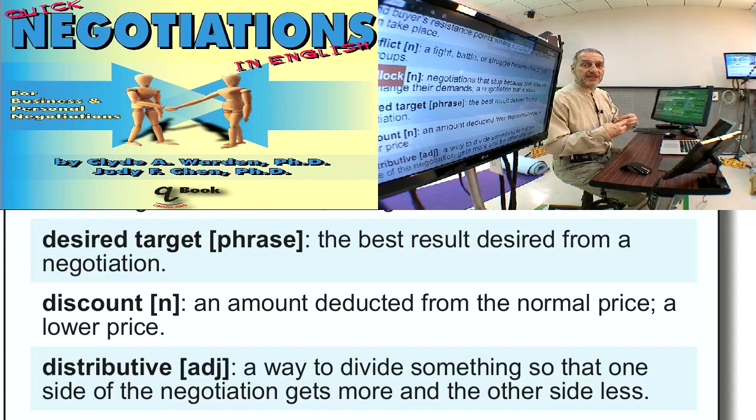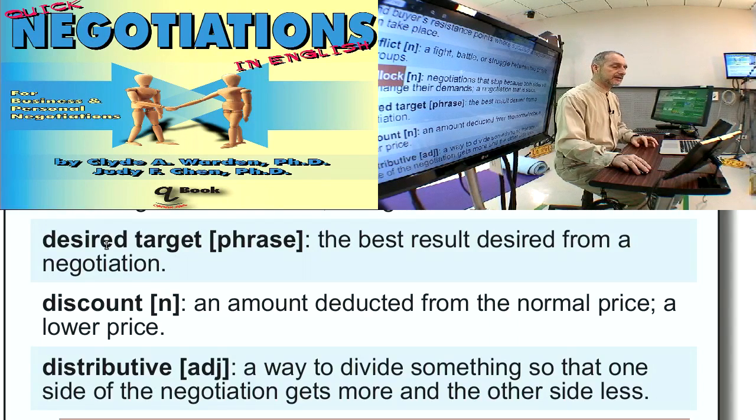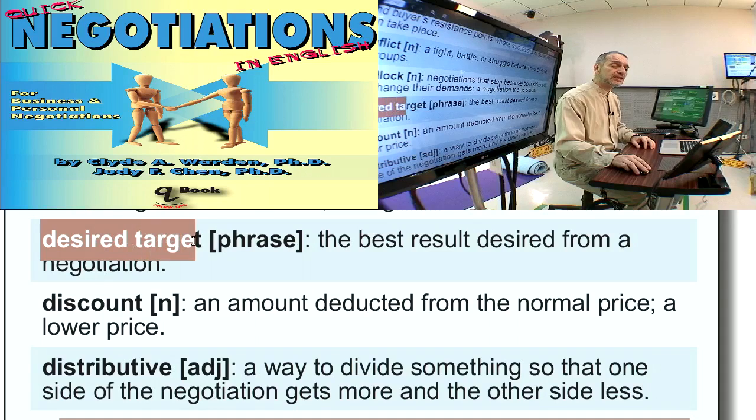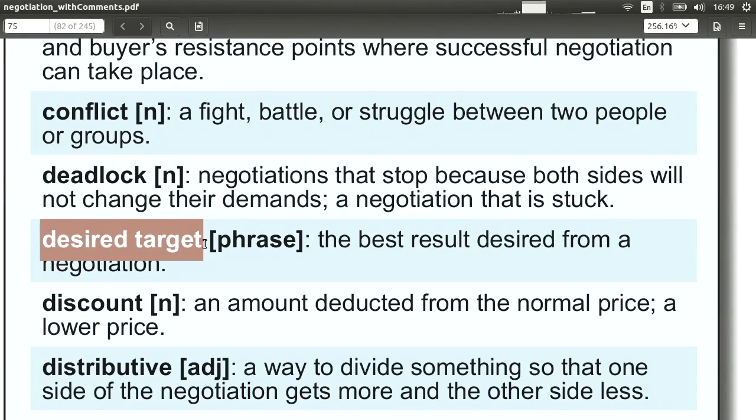Or you could say, we want to avoid deadlock. Can you please just give in a little bit on price? So deadlock, it's a perfectly fine word. Of course, it's negative, meaning you're not going to move forward, but it doesn't sound bad. It sounds very objective, a good word to use.